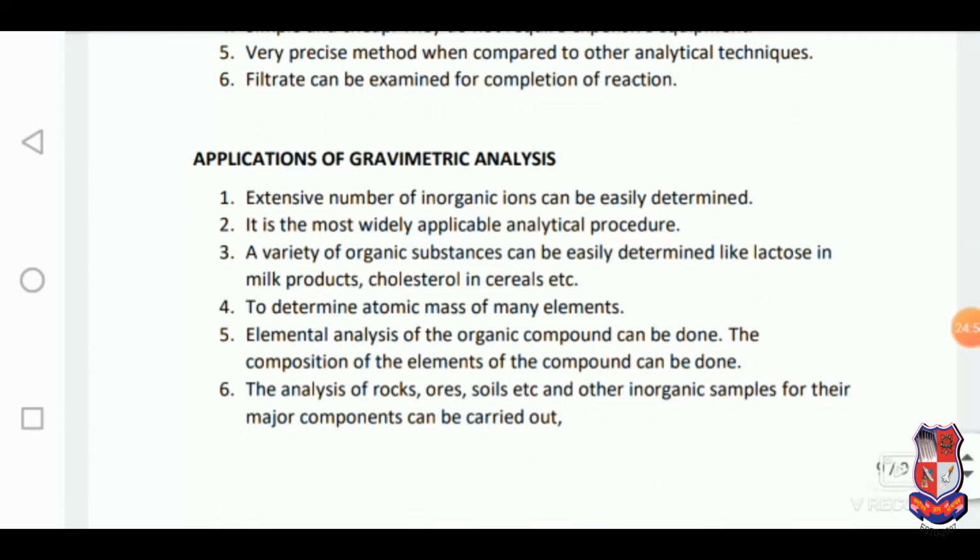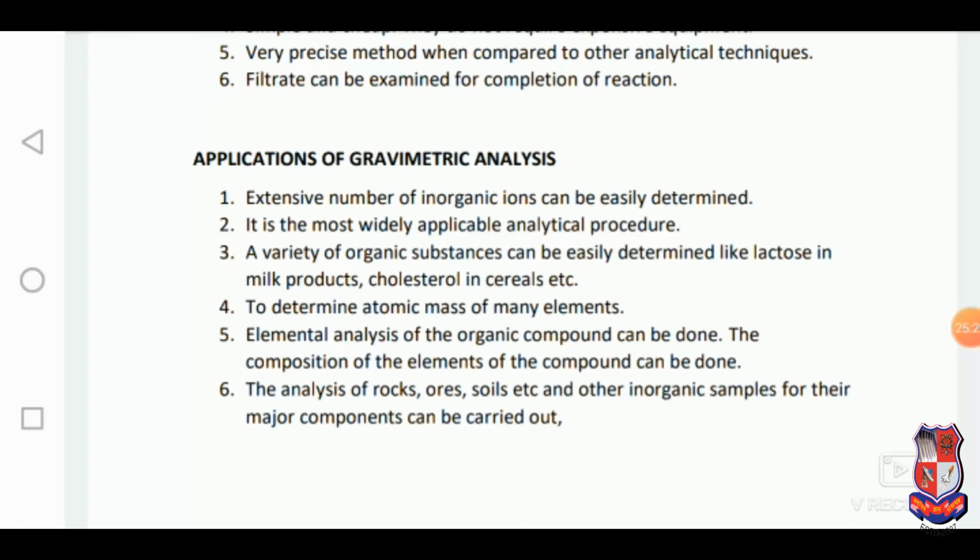Applications of gravimetric analysis. An extensive number of inorganic ions can be easily determined. It is the most widely applicable analytical procedure. A variety of organic substances can be easily determined, like lactose in milk products, cholesterol, and cereal, etc. Generally, the organic substances analyzed by gravimetric analysis are rich in proteins and carbohydrates, and they can be incinerated out in the form of carbon dioxide.